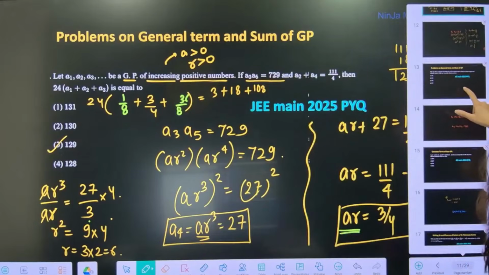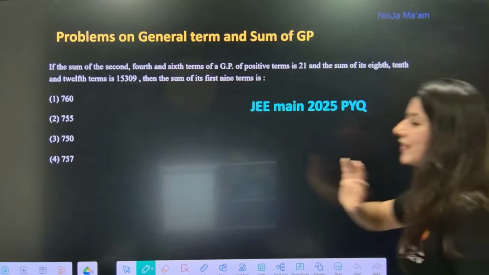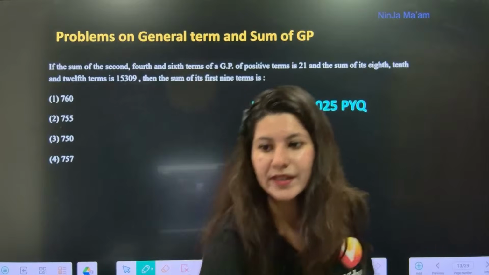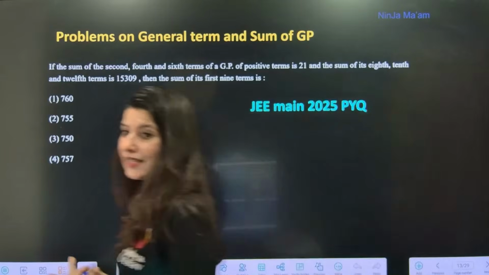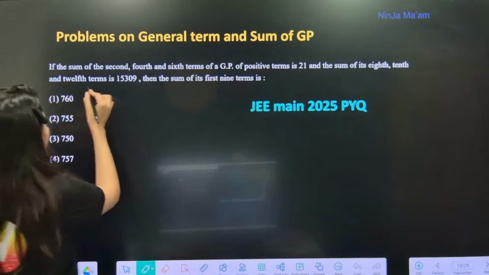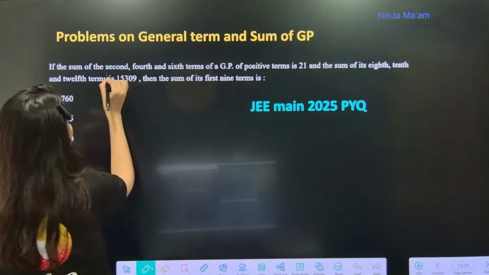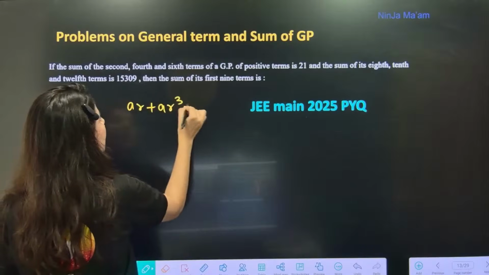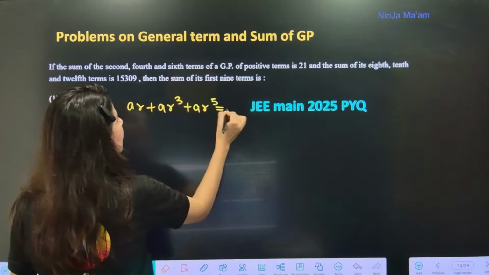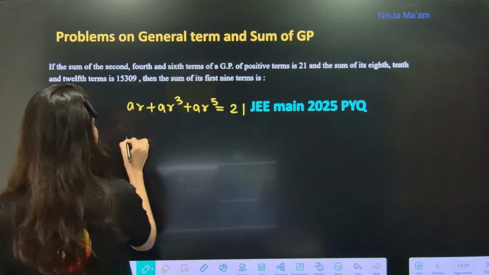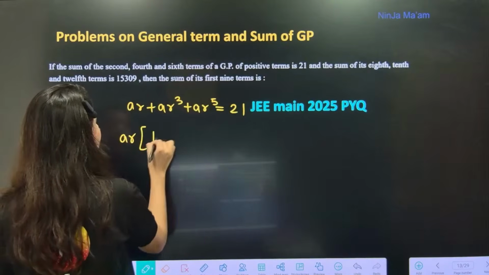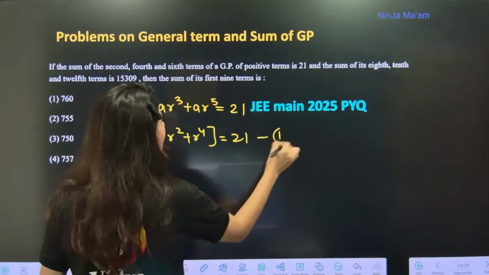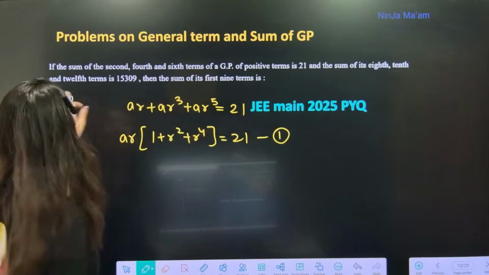Another question again. See, purely equation solving is the game. Now I will give you this question as a homework. Sum of second, fourth and sixth term. Can you tell me what is the second term? AR cube, AR power 5 is nothing but 21. Can you take AR common? 1 plus R square plus R power 4 is equal to 21. First equation.